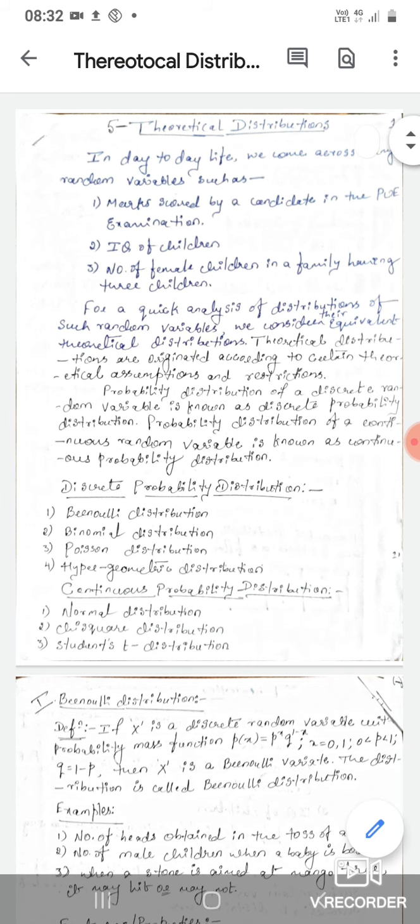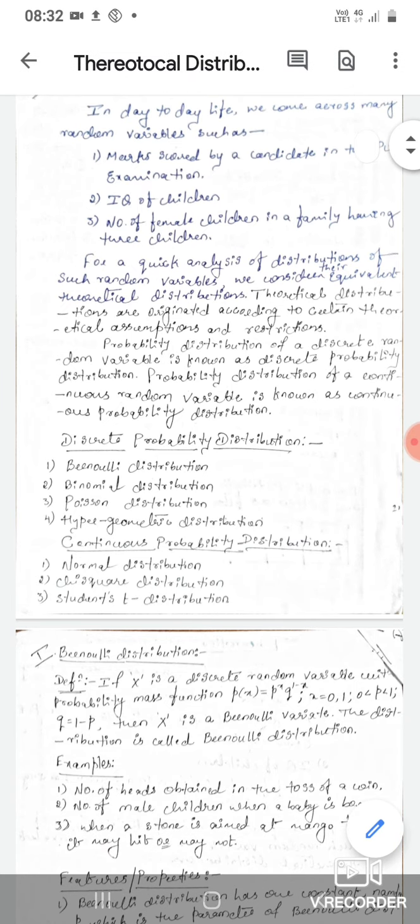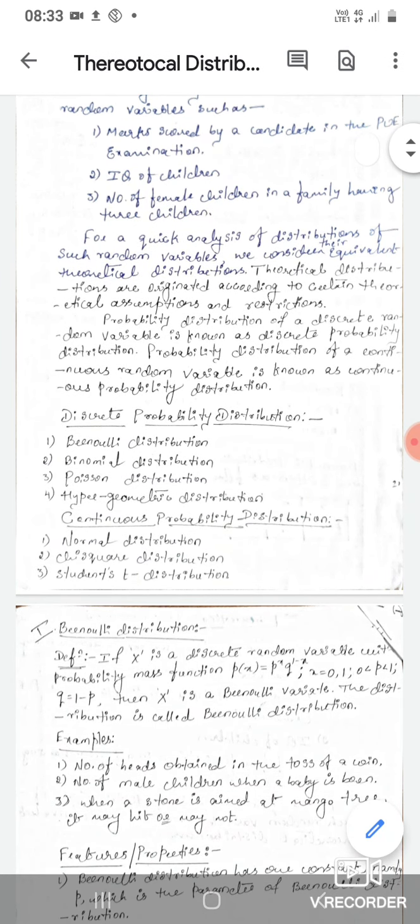In our day-to-day life, we come across many random variables such as marks scored by candidates in the PU examination, IQ of children, number of female children in a family having 3 children, height of students, weight of students, and number of accidents occurring in a city per day. For a quick analysis of distributions of such random variables, we consider their equivalent theoretical distributions.